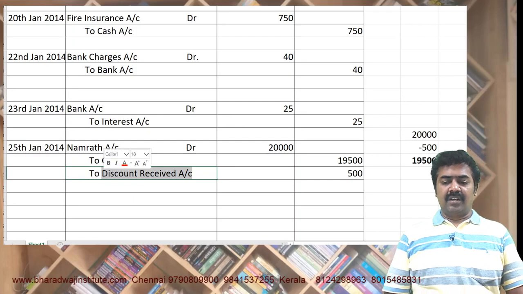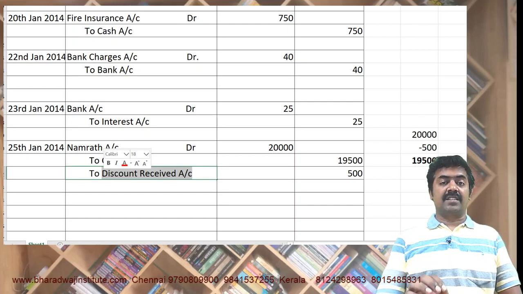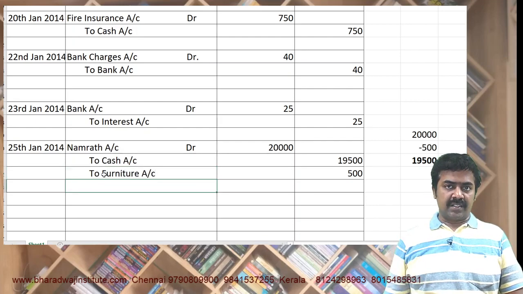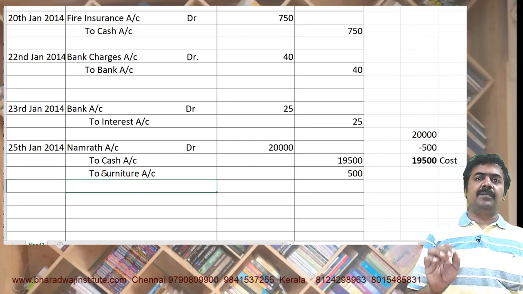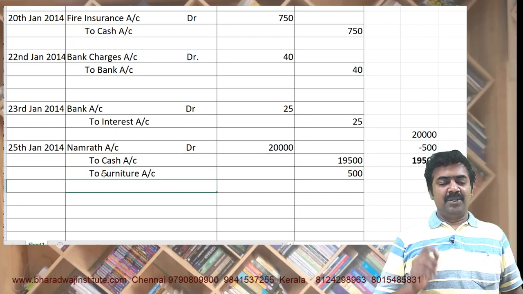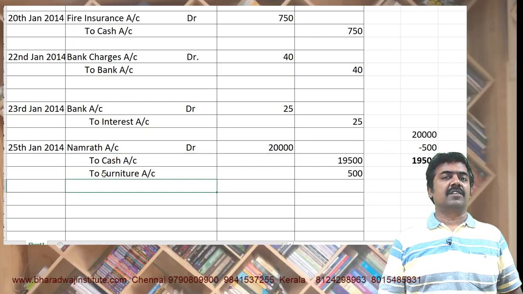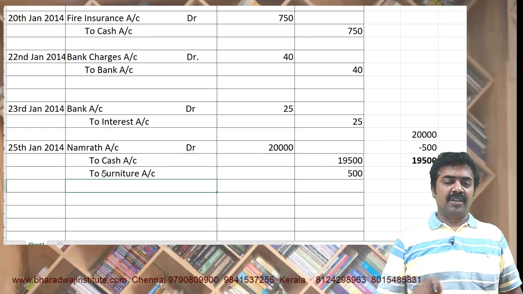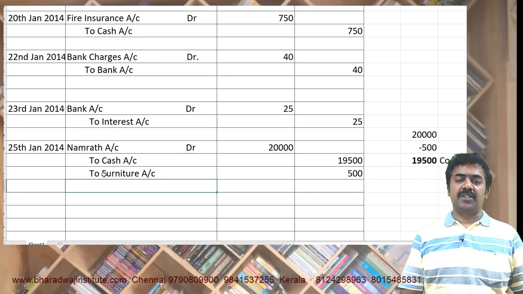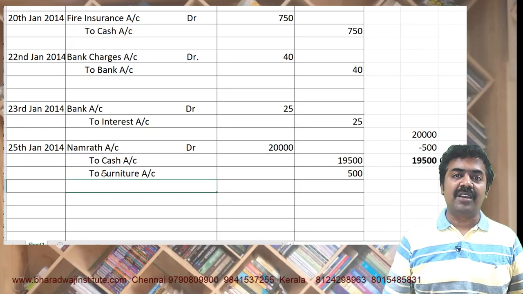That is only for the goods. For capital cost, if you get any price adjustment, that will be adjusted with the cost of the asset, the furniture account. It's a fixed asset. If there is any price difference in settlement, that will be adjusted with the cost of the fixed asset. Otherwise, what is the real cost of the fixed asset? Is it 20,000? No. You didn't pay 20,000. You remember the cost concept? A transaction should be recorded at cost price. Will you record furniture at 20,000? No. You paid only 19,500. So that 500 rupees is adjusted with the furniture cost. The discount received or discount allowed is only for the goods bought and sold in the ordinary course of business.